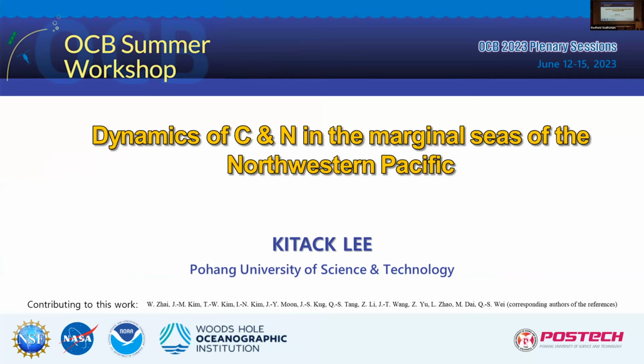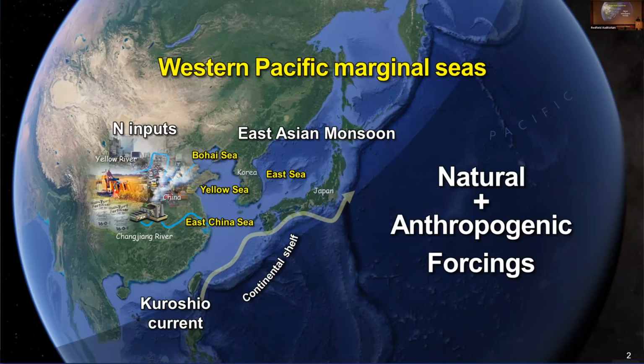My talk is primarily based upon the work that my group has been involved in for the last 10 years. I'm going to start my presentation with the geography of the Western Pacific marginal seas, starting from the higher latitude, from the Bohai Sea, moving southward, Yellow Sea, and East China Sea, and the East Sea surrounded by Korea, Russia, and Japan. For the next 5 minutes, I'm going to briefly talk about the major drivers for changes in the carbon and nitrate cycles in the marginal seas of the Western Pacific.